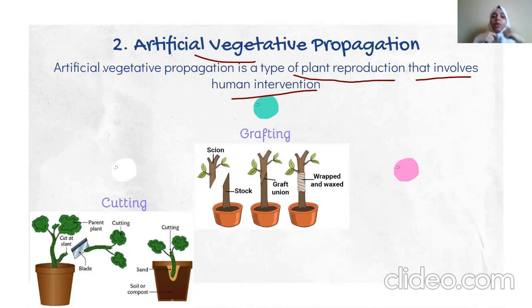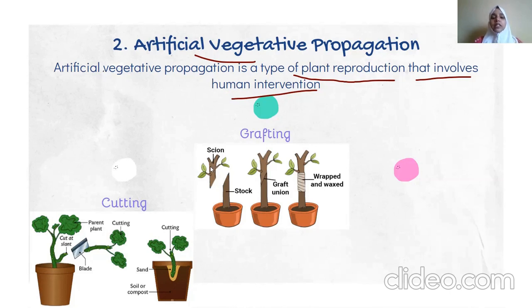As I told you, what is artificial vegetative propagation? You are trying to produce a plant variety according to your interest, as per your desire. Let's say you want a good quality plant, a good quality fruit, or a good quality vegetable, or a disease resistant plant, an insecticide, pesticide resistant plant. So you do all this human intervention.